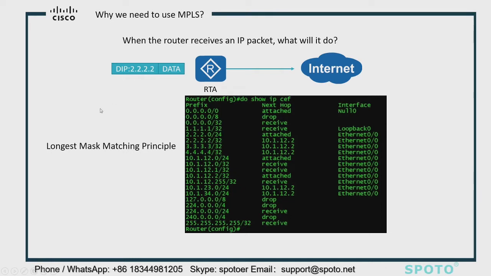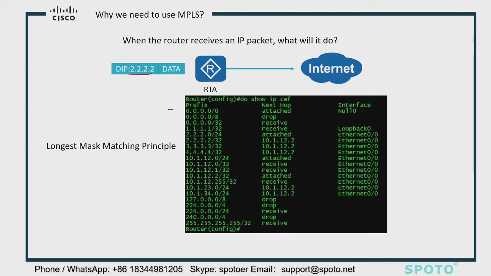RTA will find the routing entries that can match the destination IP address. We need to know this, so let's do this together and try to find which routing entries can match the IP packet. First, we use the destination address with the mask and the algorithm called logic AND to calculate it. This is the algorithm, and next we're going to check it.